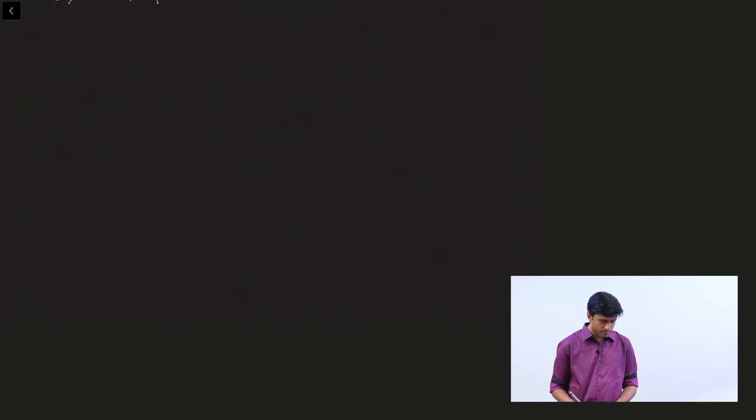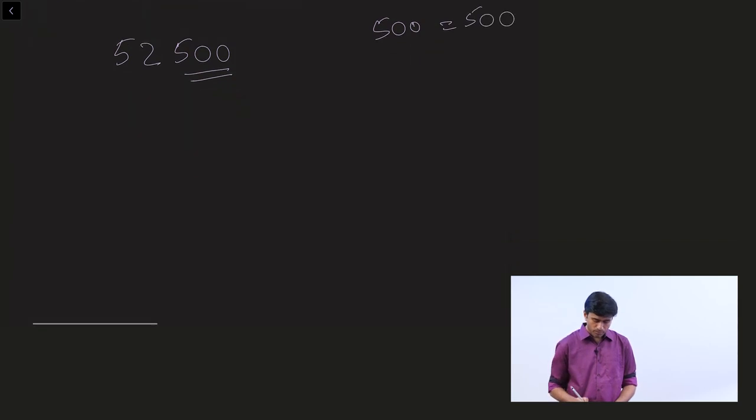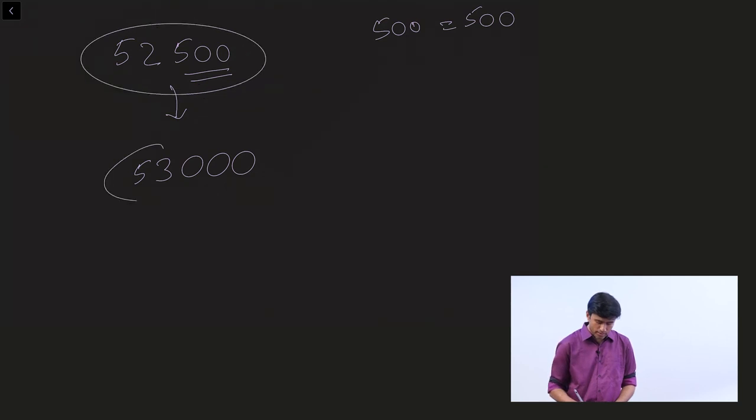Try this. 52,500. The last three digits are equal to 500. So you make the ones place 0, tens place 0, hundreds place 0 and you add 1 to the thousands place. So 2 becomes 3 and the rest stays as it is. So the nearest thousand is 53,000.